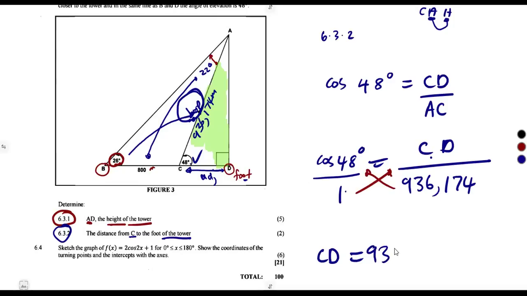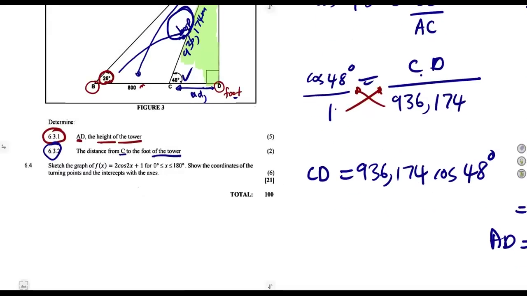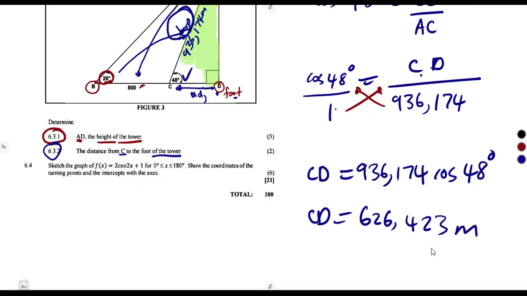So that's 936,174 times cos 48 degrees, like that. So we can calculate the length of CD from there. CD is the length from the foot to the tower. This one, that will be our CD. So that was going to give us 423 in meters. That's the distance from the foot.